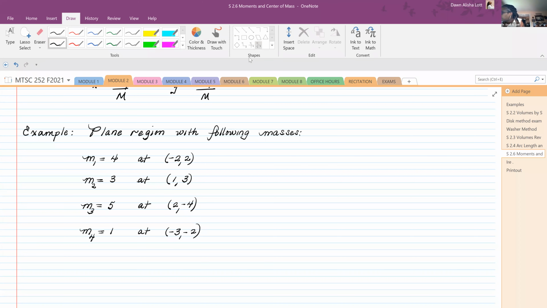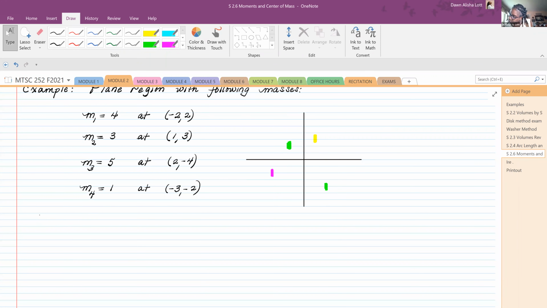So whatever my plane region looks like, you don't have to draw it, but I'm going to draw it. So I have a mass of 4 at -2, 2. I have a mass of 3 at 1, 3. I have a mass of 5 at 2, -4. And I have a mass of 1 at -3, -2. So the question is, what's the center of mass of those points? Okay, so compute the center of mass.